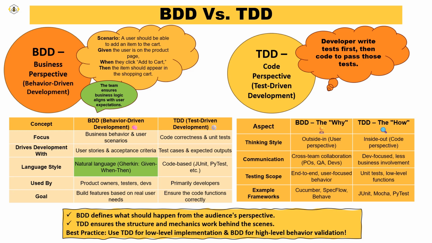Let's start with test-driven development, where you code with confidence. TDD is you write tests first and then write code. Before you write a single line of code, you first write a failing test. Then you write just enough code to make the test pass. Finally, you refactor the code for optimization.